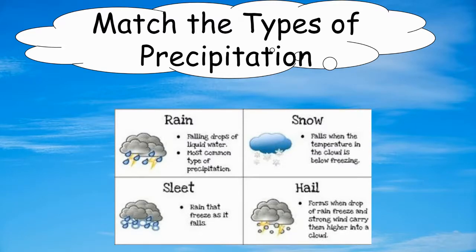Hail forms when drops of rain freeze, and then the strong wind carries it back higher up into the cloud, and then it refreezes over and over and over. So hail happens in the spring or summertime when it's warm enough that it will melt and refreeze and then refreeze again. So sleet is usually in the winter time, and hail is more of a warm weather frozen precipitation.